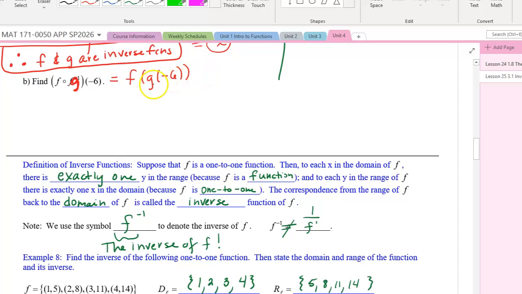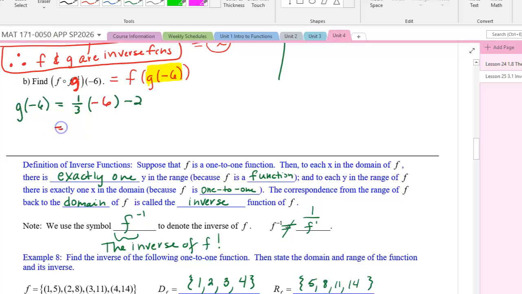And so what that means is one way we can solve this is to first find g of -6, and then whatever we get, we'll plug that into f. So I'm going to start with g of -6. And if you remember, g is the function 1/3 times x minus 2. So I'm going to plug in that -6 wherever x was.